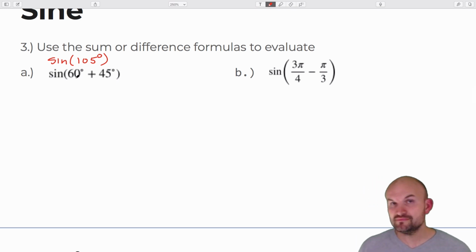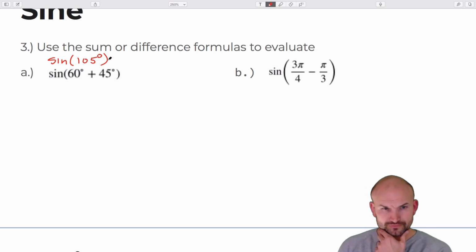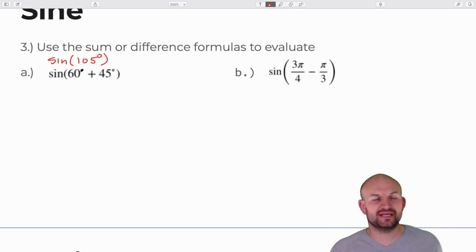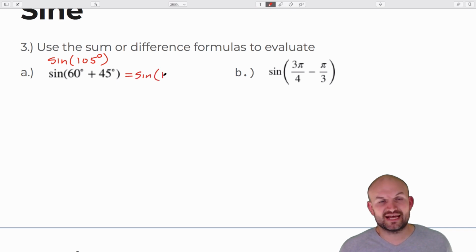So I can see it's the sum. One other thing I wanted to mention here too is, this could be 60 plus 45. There's other ways we could also do this. We could also write this as a difference formula, which would give the same thing. So we could also do this as 150 minus 45 degrees.